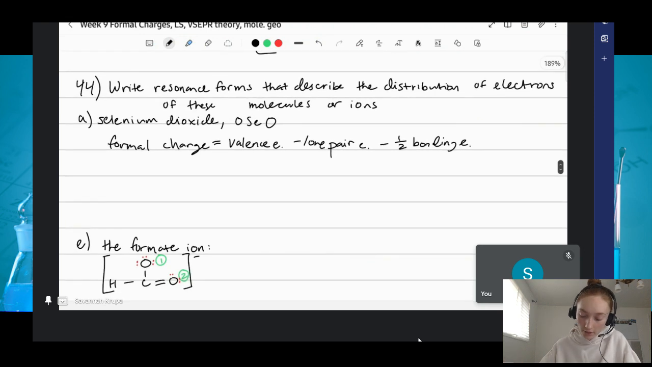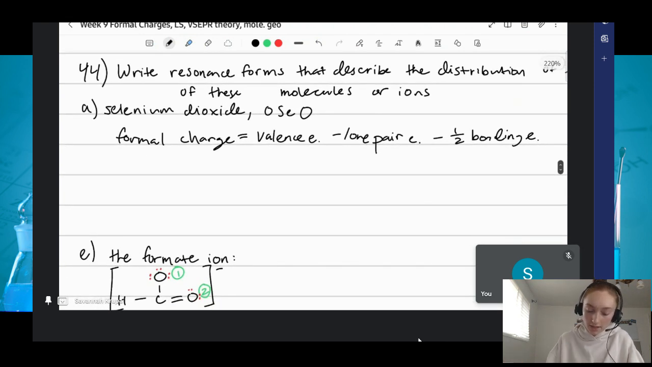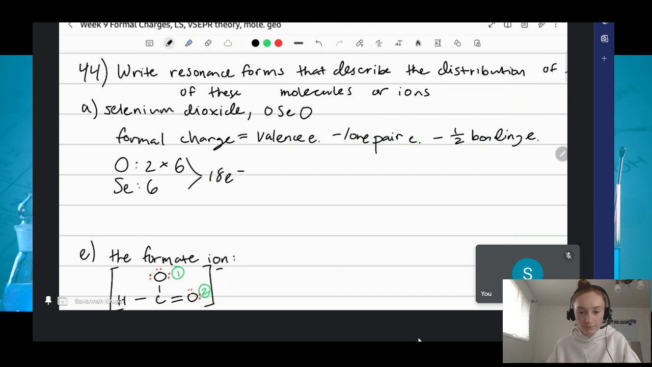So the actual equation, I have it already up. The formal charge equals the valence electrons of the atom minus the lone pairs that surround the atom, as well as half the amount of the bonding electrons. So that is the equation. So we're working with selenium dioxide, and we have oxygen, selenium, and then oxygen. Since we have two oxygens, it's 2 times 6, and we have one Se, and Se has a valence electron of 6, so we have 18 that we are working with. And since we're working with 18, let's see what that will look like.